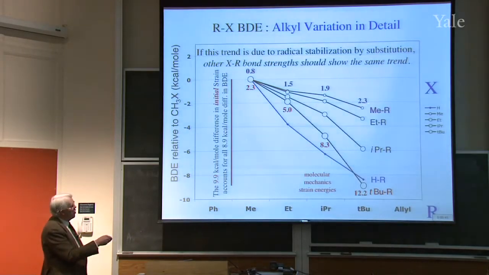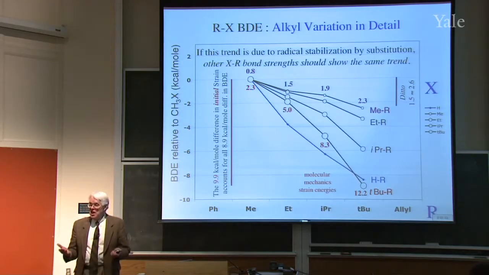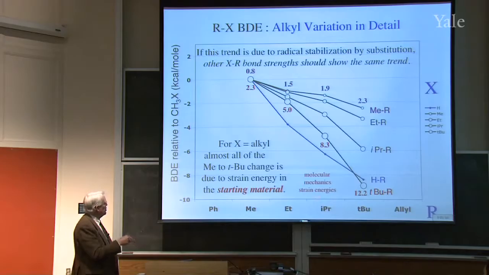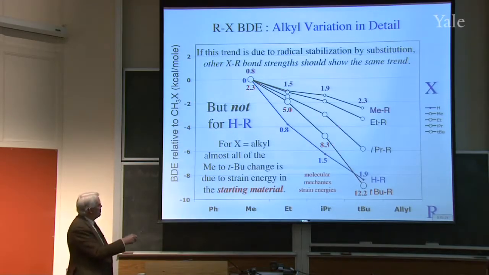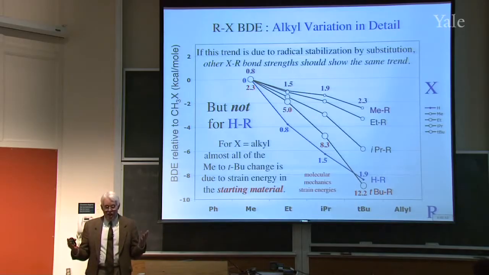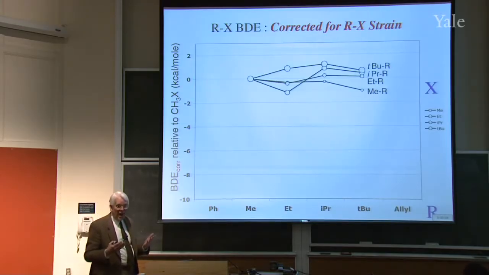And now we can look in the case of methyl, how much strain was there in the starting material when methyl is attached to these various R's, right? And what you see is the same thing, that the amount of strain can explain the range of difference in bond dissociation energies without saying the radicals are different at all, okay? So for X equals alkyl, methyl, ethyl, isopropyl, tert-butyl, almost all of the change is due to strain energy in the starting material. But not in the case of H-R, because in the case of H-R, there's very little strain in the starting material, right? So there's something different going on with H-R. It's not typical, right? As far as I know, no one really understands why it is that way.